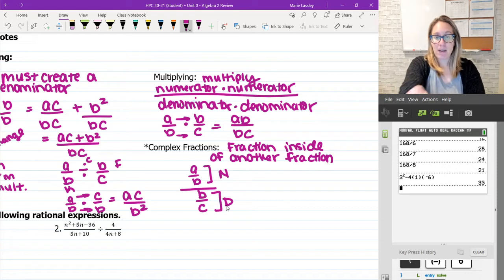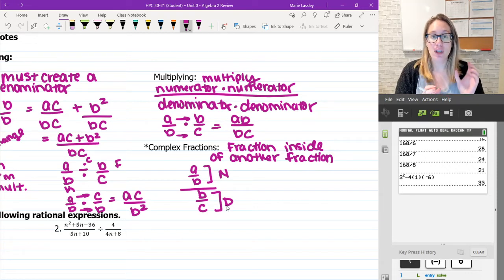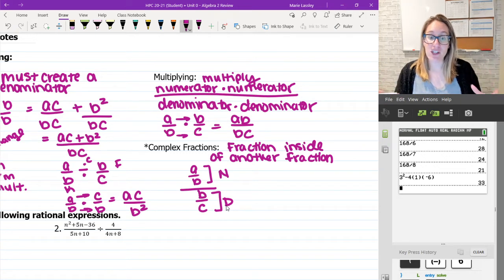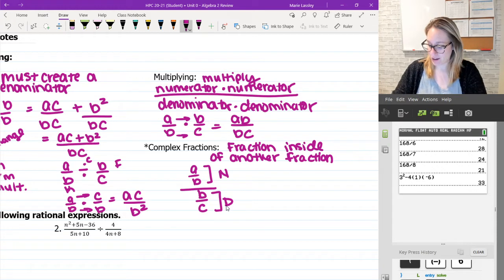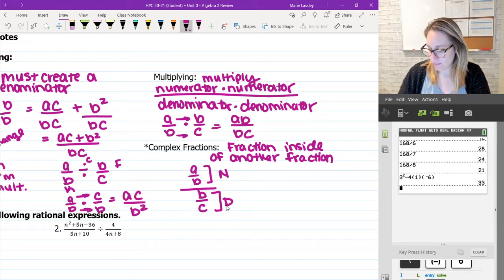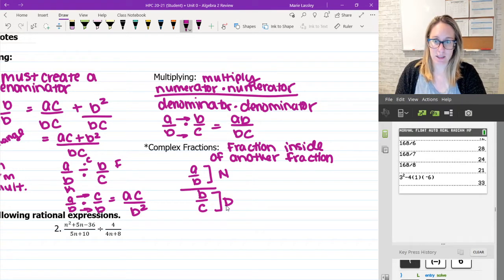So my recommendation is to go ahead, once you've identified your numerator and denominator, rewrite this using a division sign instead of as a giant fraction. It makes it look less terrifying. So you are allowed to rewrite this.